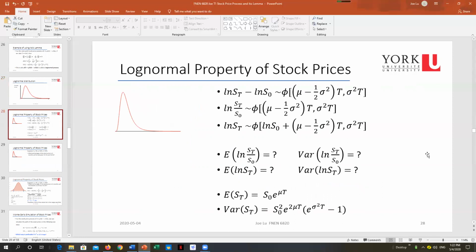Okay, so here are just some properties for the log normal distribution. I'm not going to belabor those points too much. You should take a look at this and then figure out, what is the expected log of S_T divided by S naught? Or what is the variance of the log of the ratio? This is something that can easily be figured out.